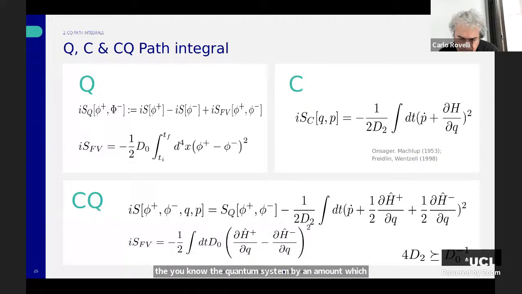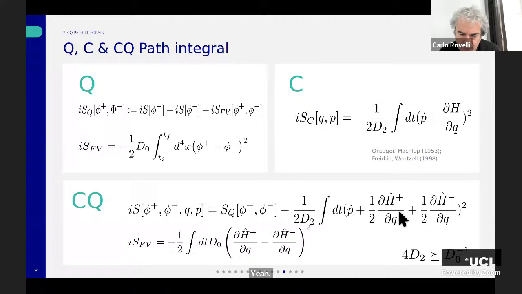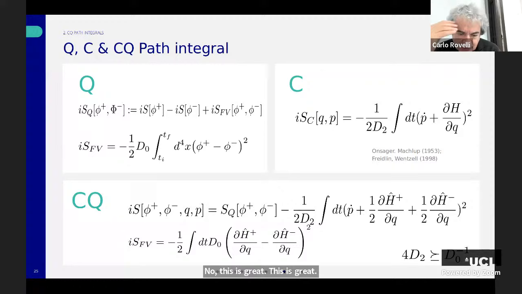Are there any questions about this? It takes some looking at, I think. But notice the similarity between the Feynman-Vernon term and the Fokker-Planck term, with just a slight difference that we source it with both the bra field and the ket field. Stop me if I'm overstepping. No, this is great. The two terms in previous examples were usually interpreted as an effective description of something else which we're not describing. Are you taking this as an effective description of something else, or are you taking this as sort of a new law of nature of some kind?